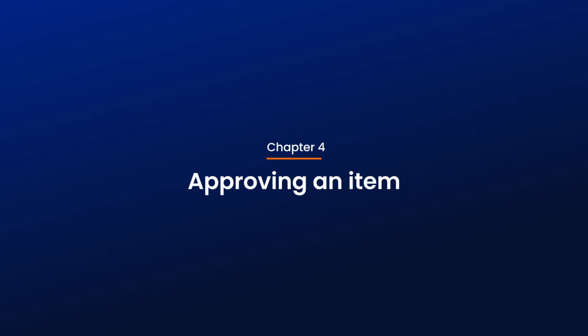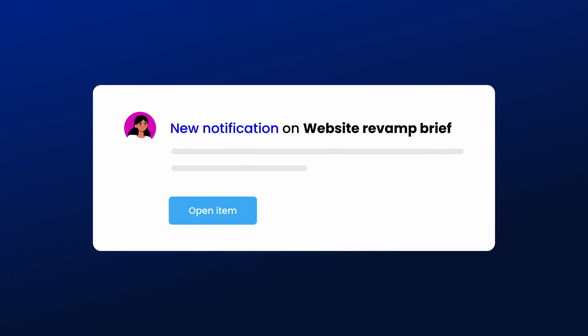Monday.com. First, let's access the item through the automated approval notification. These come through on email or within Monday.com. We will just use the email notification for this video tutorial.